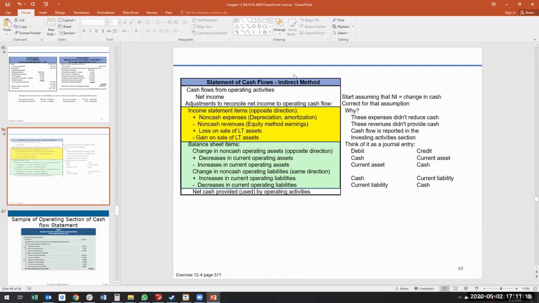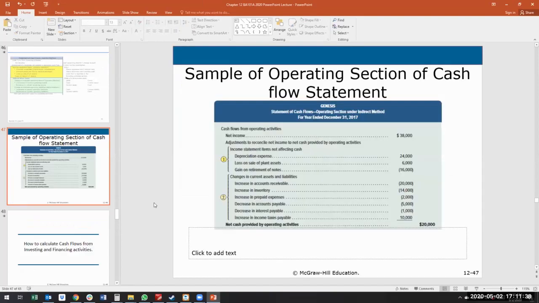Another way to think about this, we can take our cash flows from operating activities, we start with our income, then we add back our non-cash expenses, and subtract the non-cash gains. So it's just another way to visualize it. Feel free to use whatever works best for you. And then this is what it would look like at the end. We have our net income, we have our reconciling items, and then we have our increases and decreases.